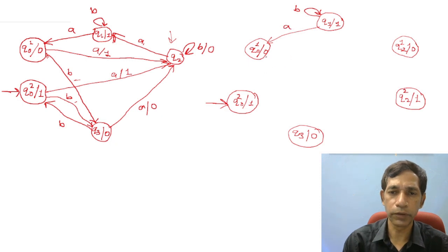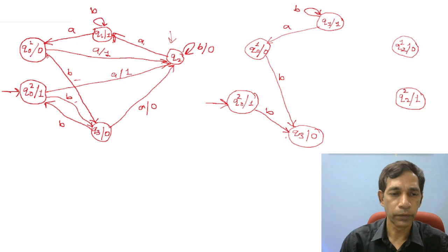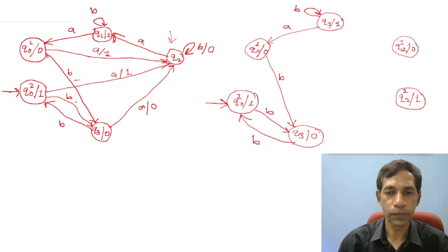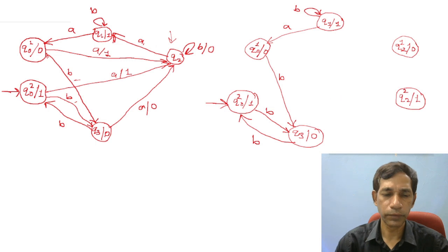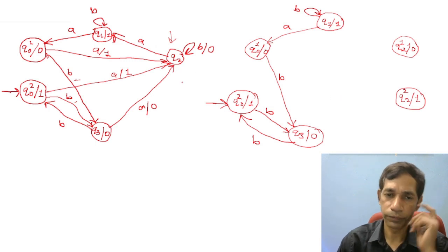From Q0 you are coming to the Q3, this is for the B, and from the second copy of the Q0 state you are coming to the Q3, and this is also for the B. From Q3 you are coming to the second copy of the Q0, and this is for the B. Now from the state Q3 you are going to the state Q2 for the 0.